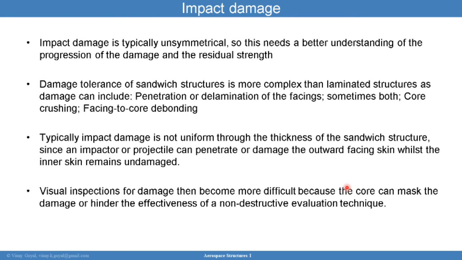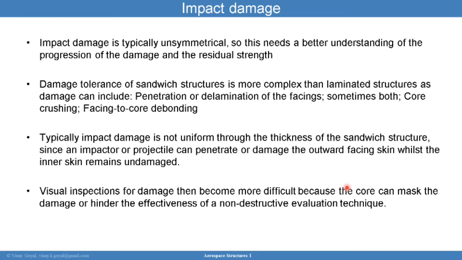Impact damage is typically unsymmetrical, so it does need an understanding of the progression of damage and residual strength. Damage tolerance of sandwich structures is more complex than laminated composites because now you have additional failure modes that need to be accounted for. Core crushing, face sheet to core bonding. I discussed that, the bonding.